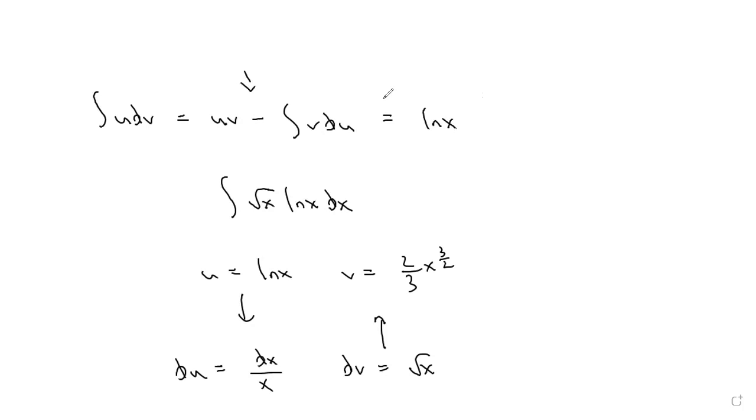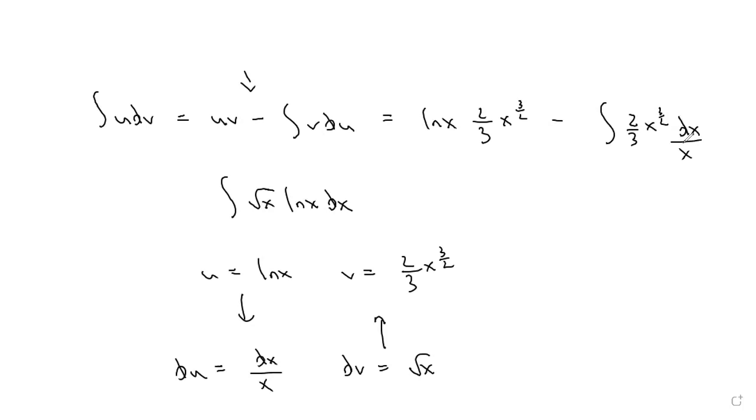v is 2 over 3 x to the 3 over 2, minus integral, and then within the integral v, so that's again 2 over 3 x to the 3 over 2. Good. What else? And then du, which is dx over x. So dx over x. Okay, that's not too bad. Yeah, that'll be fairly easy to integrate.